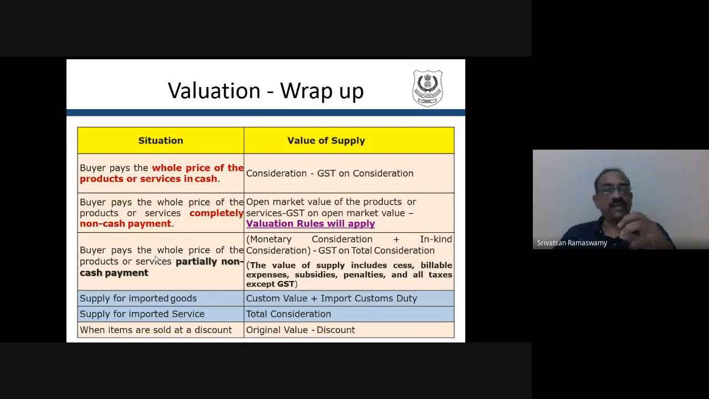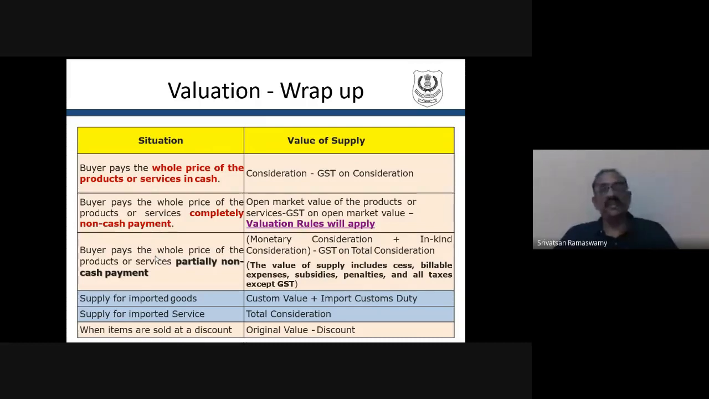In that situation, what has to be done is that the supplier of service, that is the interior decorator, will have to pay me 1 lakh rupees, on which GST will have to be paid. But I will be paying him only 60,000 rupees, because I owe him 40,000 rupees for the services received from him as an interior decorator. So I will be netting this.